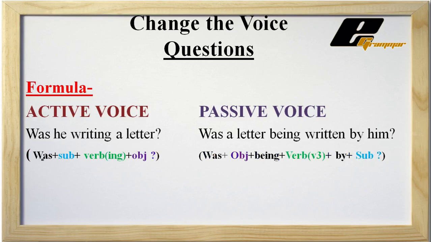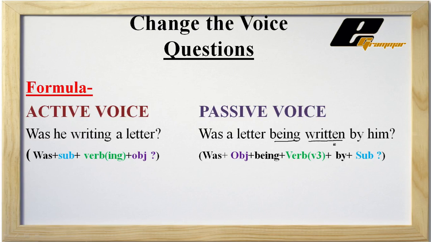See the formula. I've already told you, subject and object, they change their places to each other while converting sentence from active to passive. Now see, in the passive voice, a letter, this is our object that comes at the place of subject. Now take a look at the object. This object is in the singular form, so that's why I have to use here was. Was a letter. After this object I have to use this word being. After being I have to use the third form of the verb, it is known as past participle form.